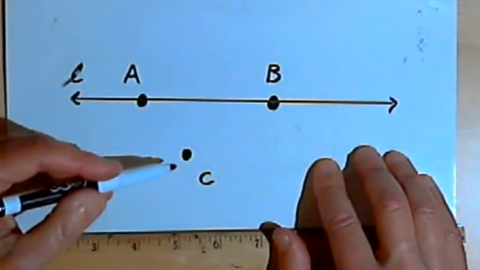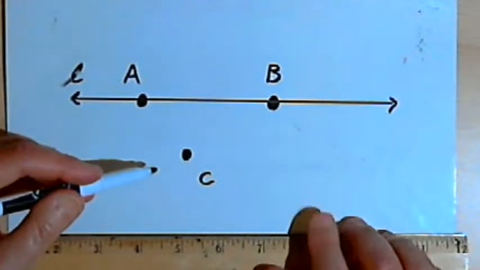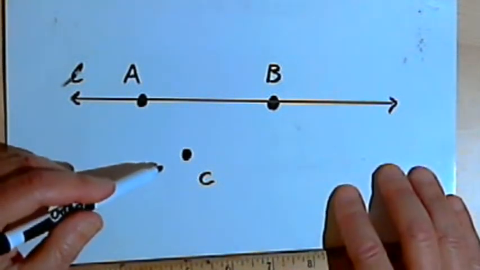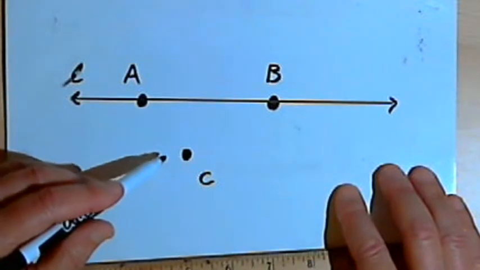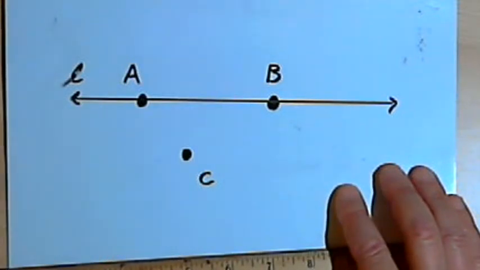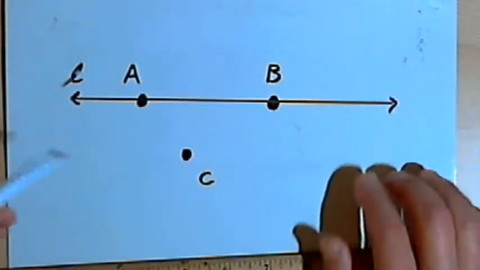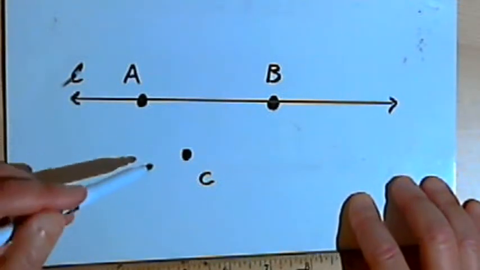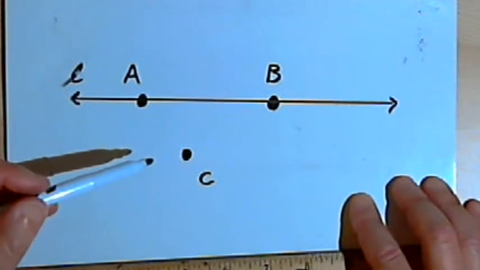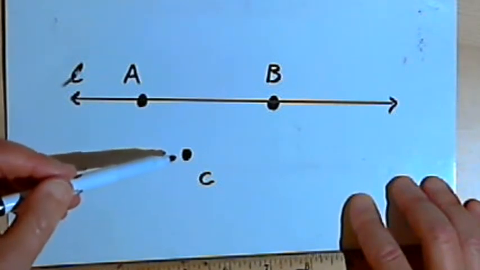A plane, like this piece of paper, is a flat surface. But in geometry, theoretically, that plane goes on forever in all directions, just like a line goes on forever in both directions. So points A, B, and C are not collinear. They're non-collinear, but they are coplanar.